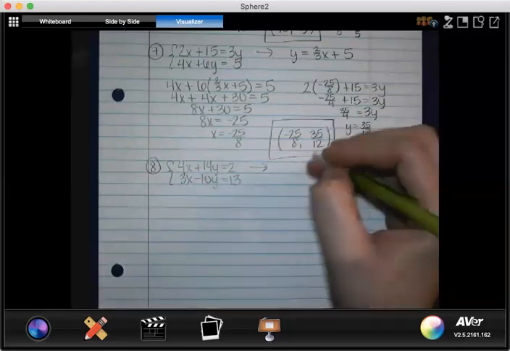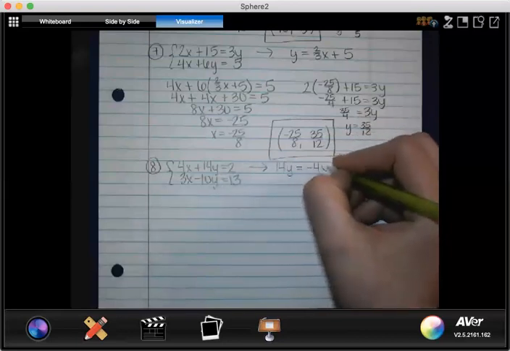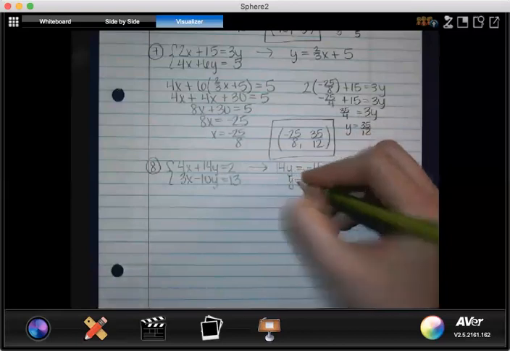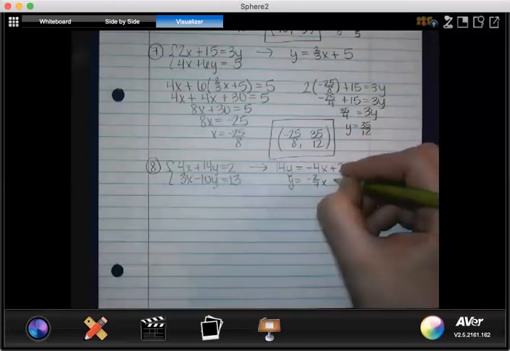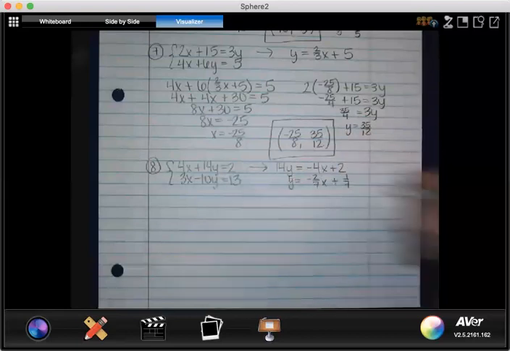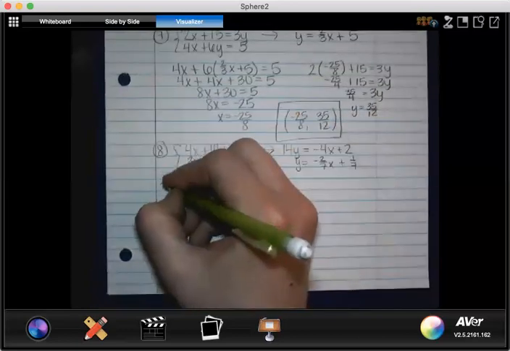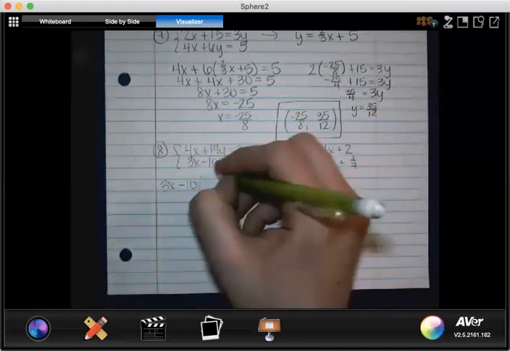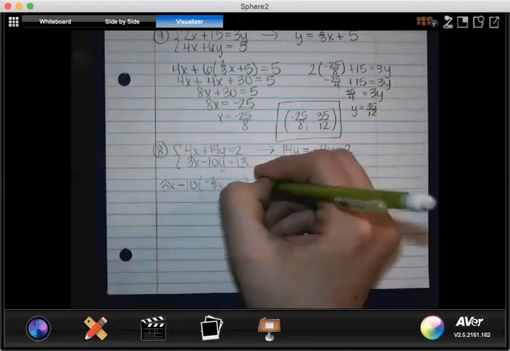So if I solve for y, first I would have 14y equals negative 4x plus 2. And when I divide by 14 and simplify, I'm going to get negative 2/7 x plus 1/7. Okay, got those fractions back up in there. So now we're going to substitute this: 3x minus 10 times (negative 2/7 x plus 1/7) equals 13.